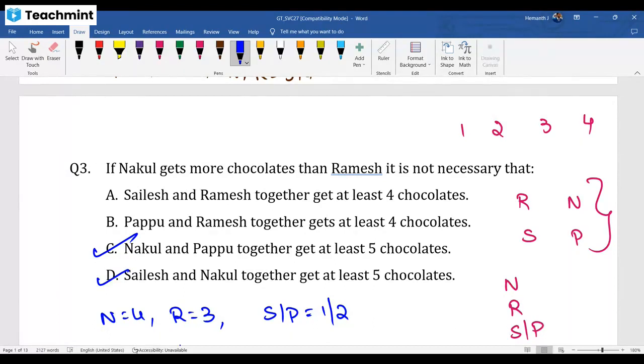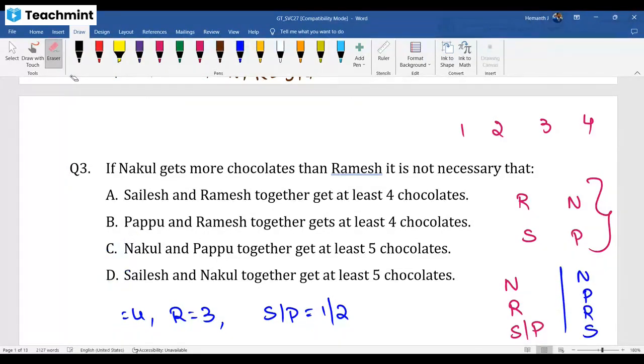Sailesh and Ramesh, Pappu and Ramesh. Okay, Nakul and Pappu, that we have clarity. Fine, there is one more possibility. Wait. It can be NPRS also. This is also a possibility. Now that also I need to consider.